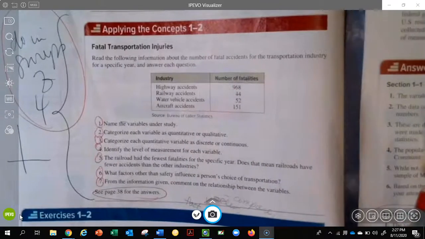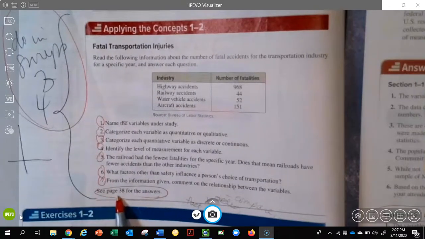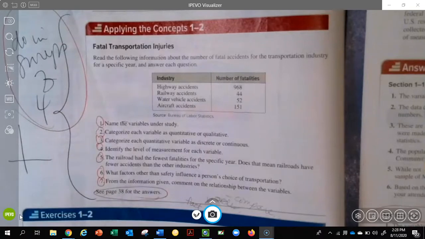The other thing I want to point out is I won't do all of these throughout the book, and you feel free to do that. And I'll even point out at the bottom, page 38 has the answers. So use these, play around with these. Use them to your advantage as long as you're learning.